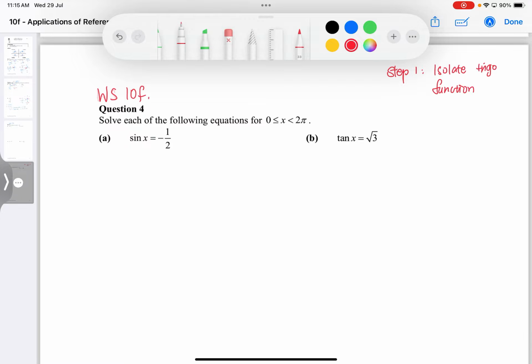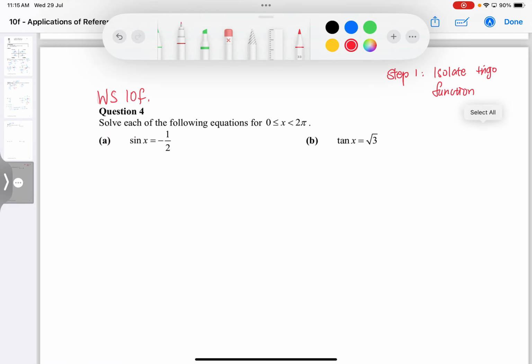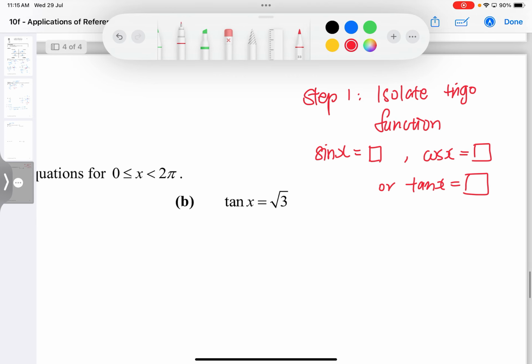Isolate the trigo function. So either you have sine x equals to something, cosine x equals to something, or tangent x equals to something. This is what it means to isolate the trigo function. That means in front, there should be no numbers. If there's a number, you divide over. Clear?